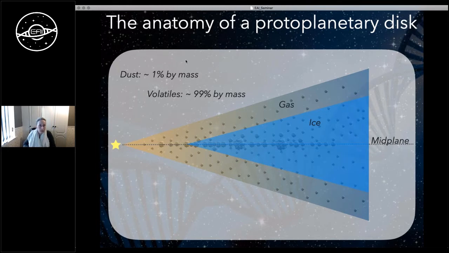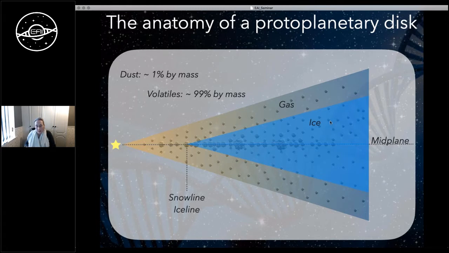So a lot of the planet formation process story actually starts with the dust, but the dust is only 1% of the mass. If we're thinking about forming in particular gas giant planets like Jupiter or Saturn, then the volatiles will also play an important role in setting the composition of those atmospheres as well.